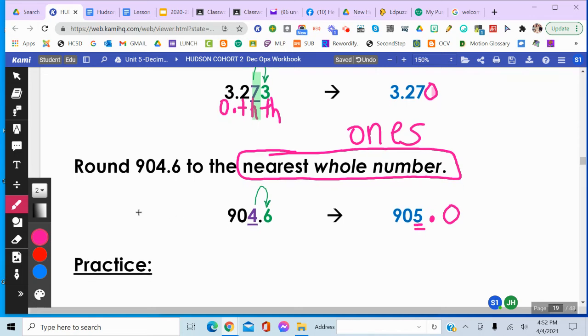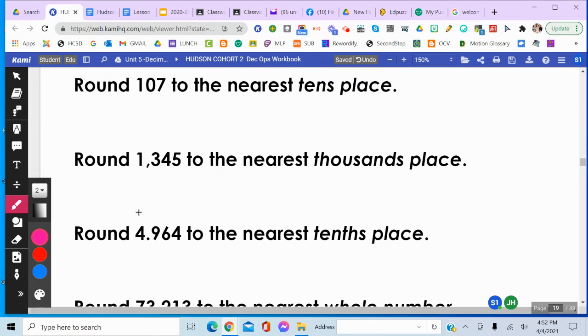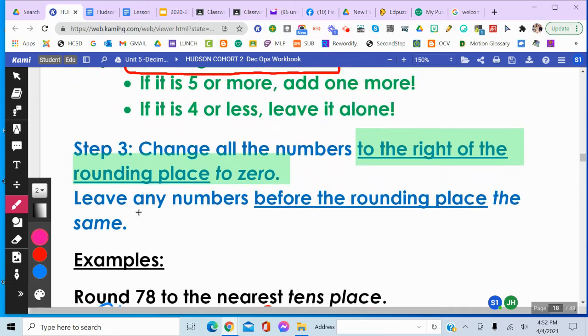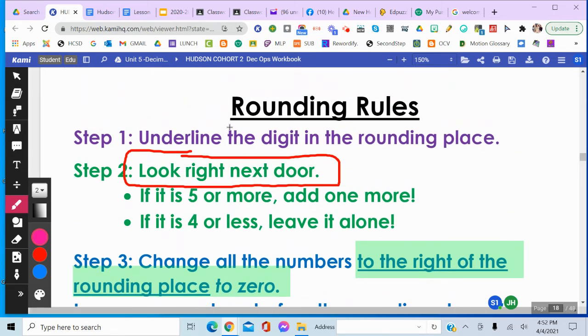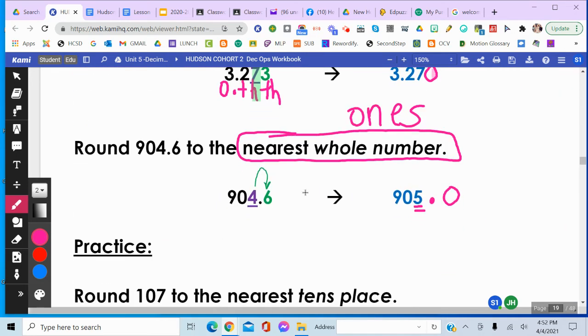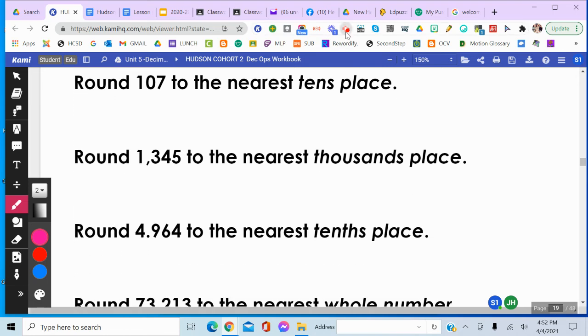Okay, so what I want you to do right now is pause. There are 4 here that I would like you to complete on your own. They're going to give you the place value that they want you to round to. Don't forget the rounding rules. You have them on the same page to your left. So underline the digit in the rounding place. I want to see you doing that. Look right next door, remember the rules, and then you change all the numbers to the right of the rounding place to 0. Any numbers before stay the same. So go ahead and pause the video, do these 4 examples, and then unpause and see how you did.